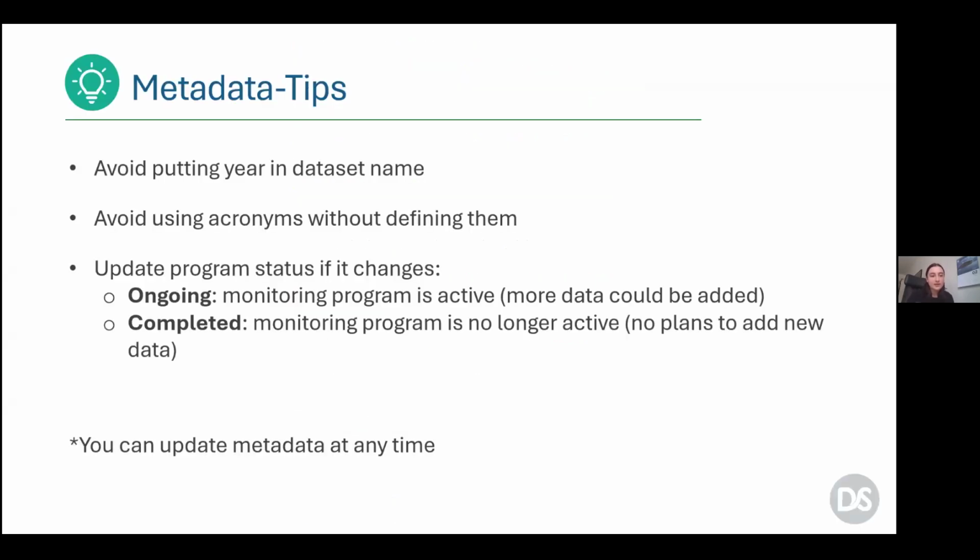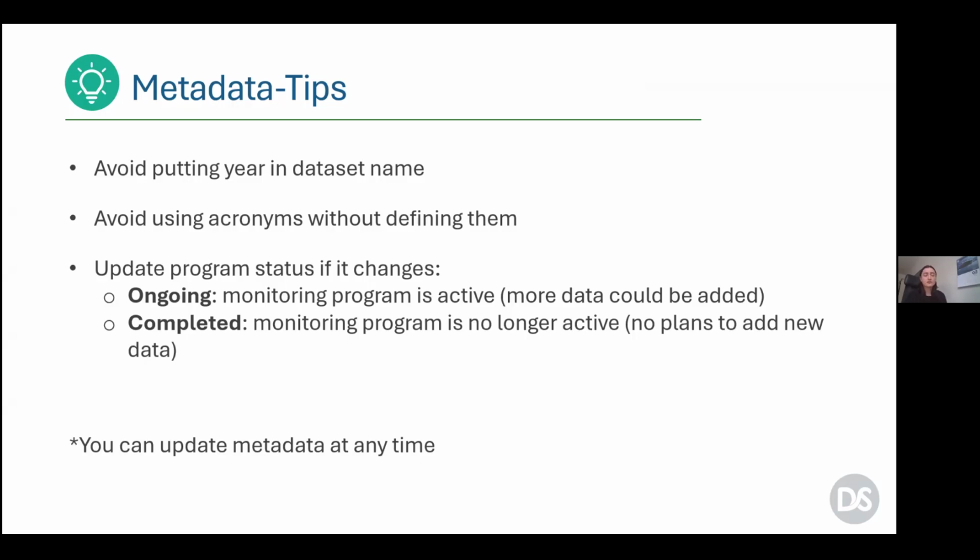And I thought we would include some tips on creating good dataset metadata. One thing we recommend is to avoid putting the sampling year in your dataset name. Unless you're sure that you're only going to be monitoring for one year, I'd avoid putting the year so that you can add more years of data in the future. Although you can always change your dataset name if you'd like.